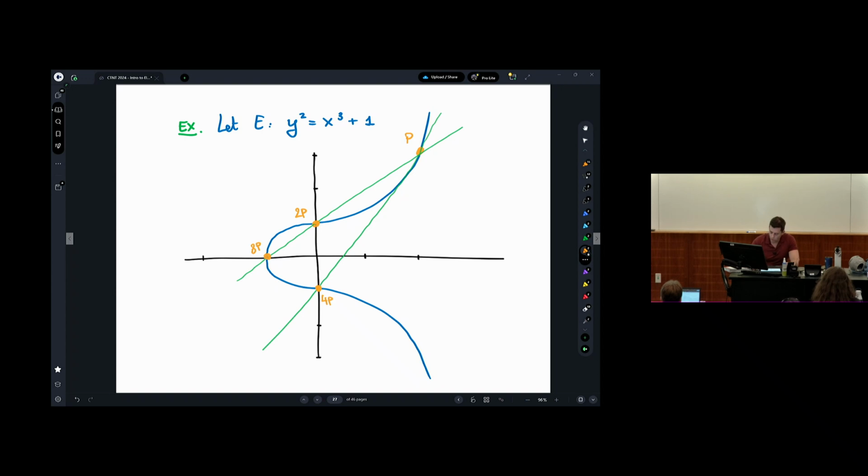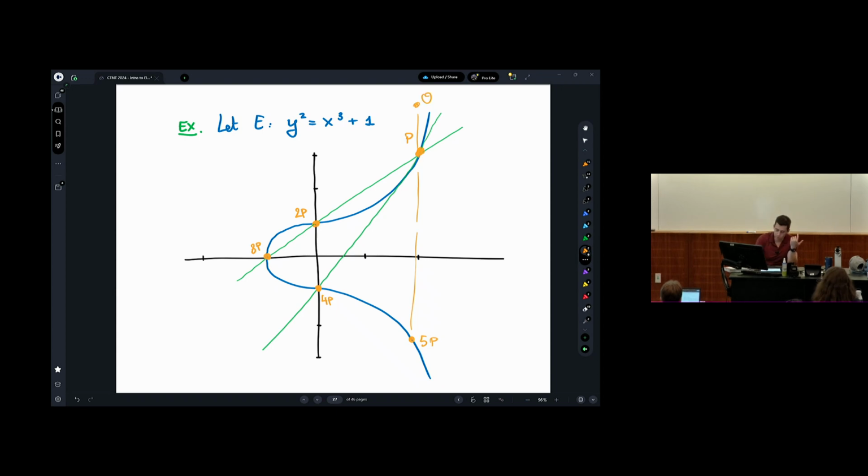Okay, so the line from 4P to P is drawn. The third point of intersection, because this was a double point, is here again, and then reflected, and here is 5P. But now 5P and P are in a vertical line, so when I add 5P and P, the third point of intersection will be whatever the vertical line touches, but they go through the point at infinity.